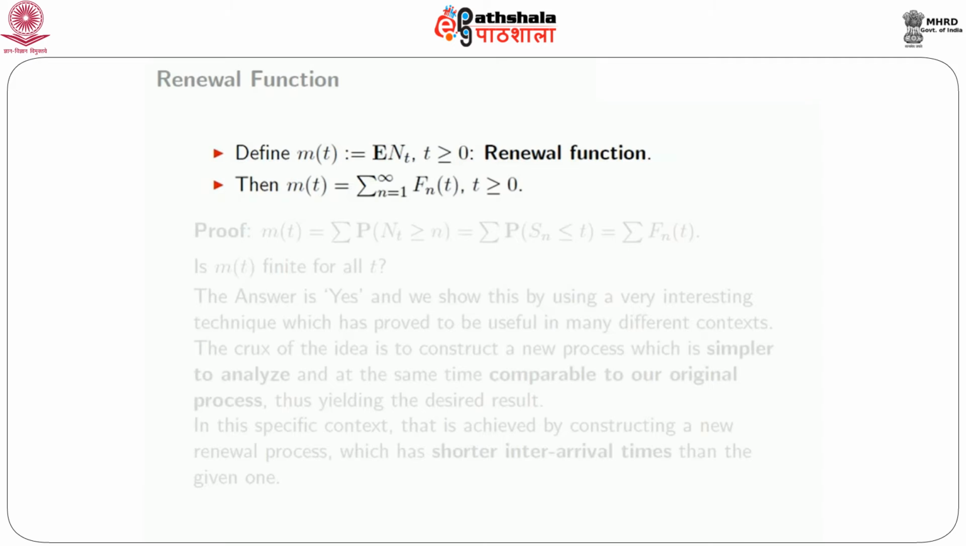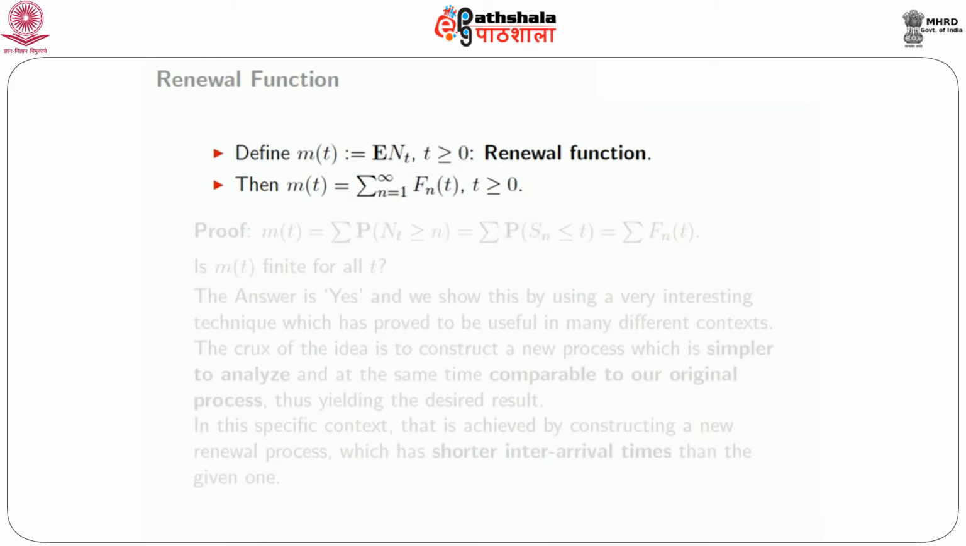So M(t) is the expected value of N(t), or the expected value of the number of arrivals up to and including time t. This is called the renewal function. One thing that is immediate from the definition is that M(t) increases with t, because N(t) increases with t. But on the other hand, you can write M(t) equals the sum of the series n equals 1 to infinity F_n(t) for every t greater than or equal to 0.